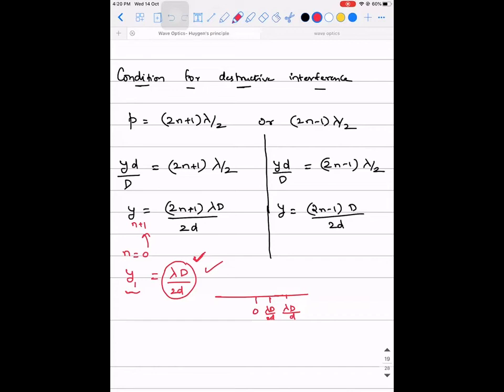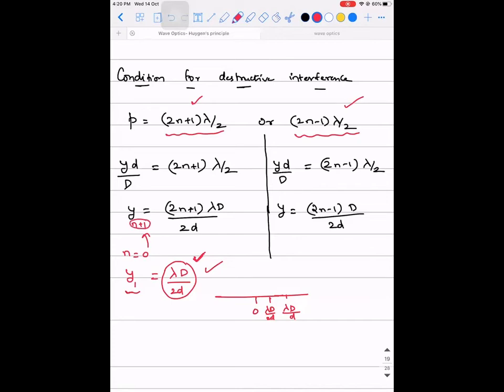Okay. So, here the important point I'm trying to stress is whether you take (2n+1) lambda by 2 or (2n−1) lambda by 2, technically both are right. Maybe your textbook has given (2n−1) into lambda by 2. You refer to some other reference book, they'll give you (2n+1) lambda by 2. Don't get confused. The only point you need to concentrate on is what is taken as the suffix of y.